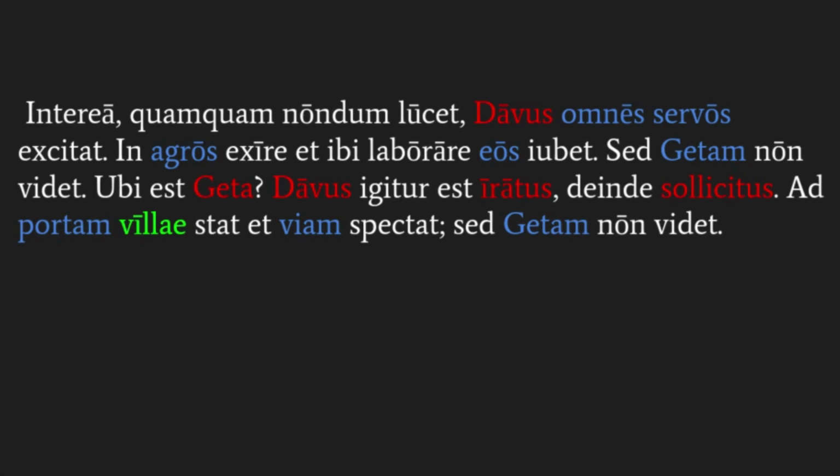Ad portam villae stat et viam spectat, sed Getam non videt. So he stands, stat, meaning Davus stands, ad portam, at the gate, you could say, or at the door, villae, of the house. Again, it's genitive. It can't be nominative because you don't have multiple houses here, and our verb is singular, not plural. So it's saying Davus stands, and by the way, how would a house stand? It wouldn't make any sense. So Davus stands at the gate of the house, and he watches, spectat, the viam, the road. Sed Getam non videt, but he doesn't see Geta. So Geta's run away, and Davus is trying to find him.